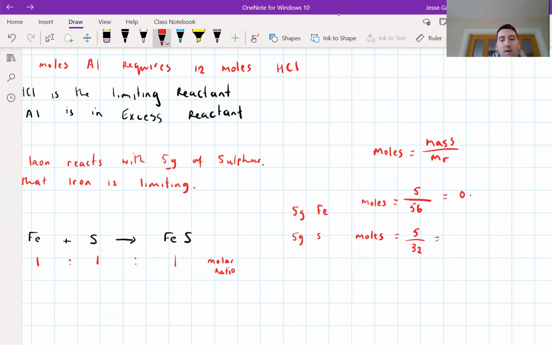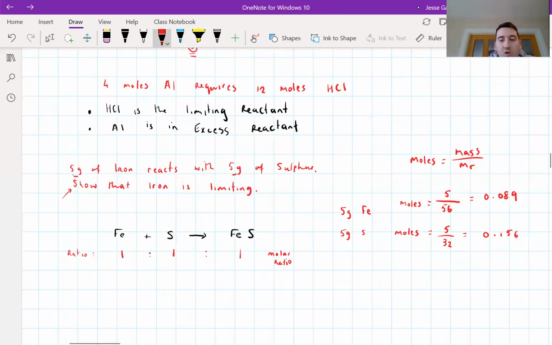That gives me 0.089 moles of iron, and I'm going to get 0.156 moles of sulfur. So now I have moles of iron and moles of sulfur. So the next thing then is to choose one of these and put it into our moles line and see how many moles of the other thing that would require.